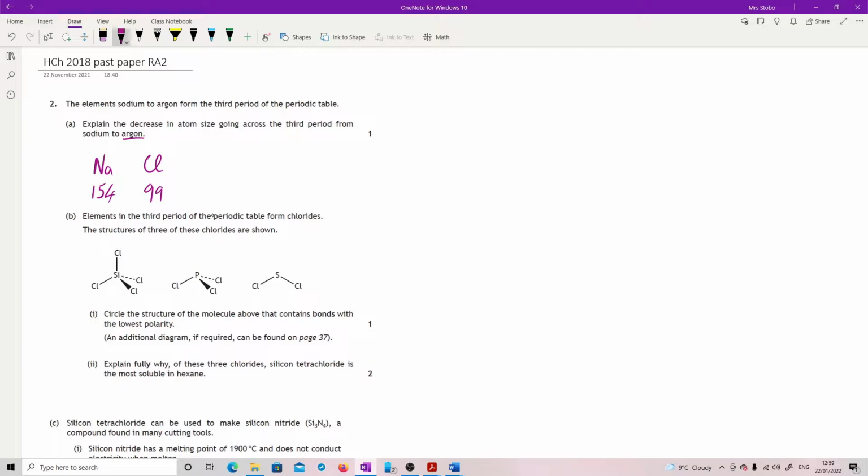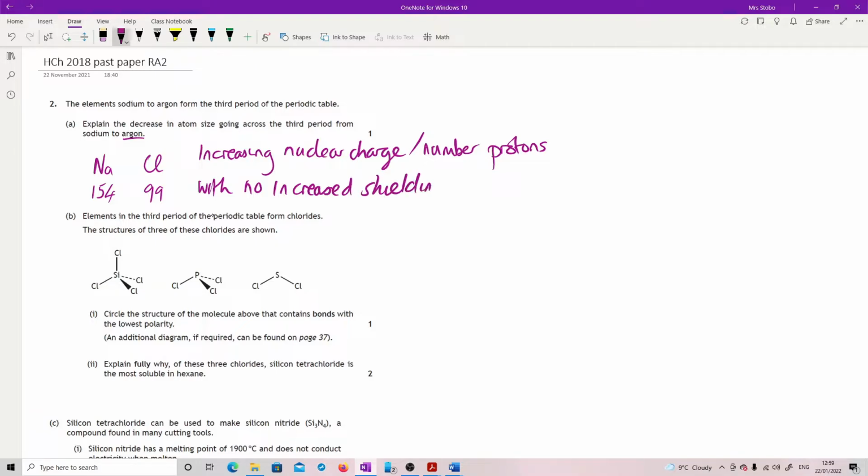So what we're looking for is that we have increasing nuclear charge or number of protons, meaning that they can hold the electrons in closer, which is why you get a different atomic size. What you've not got is increased shielding. You get no increase in shielding because you're not increasing the number of shells. That's it.